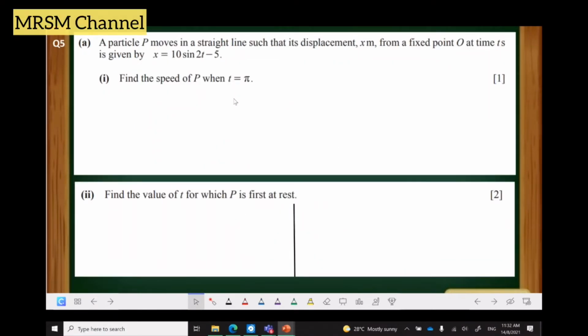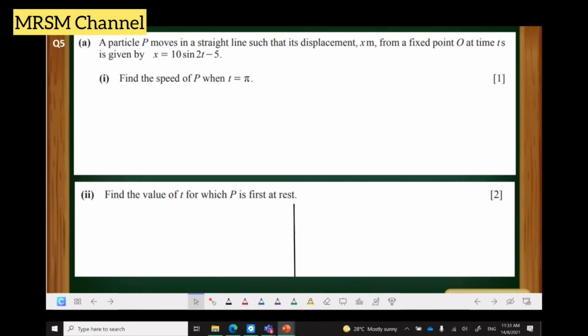Now we look at question 5. Okay, question 5 ni dia kinematics. Alright, dia adik-beradik ni semua ni. Differentiation, integration dengan kinematics. Alright, because kinematics ni dia akan guna dua-dua. Dia akan guna differentiation, dia akan guna integration.